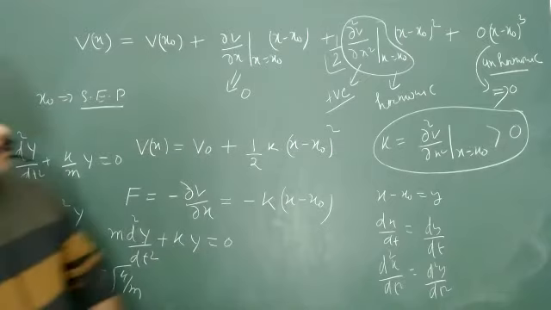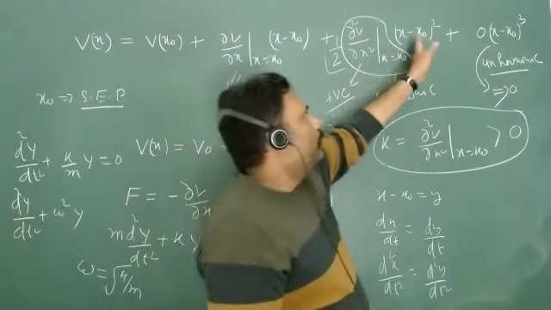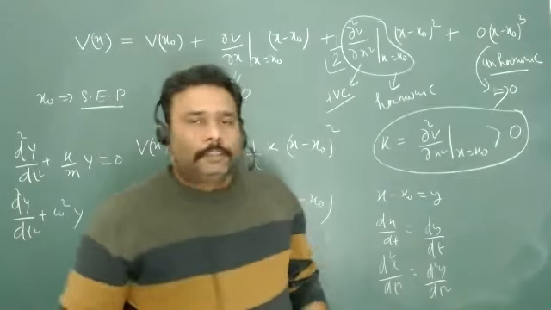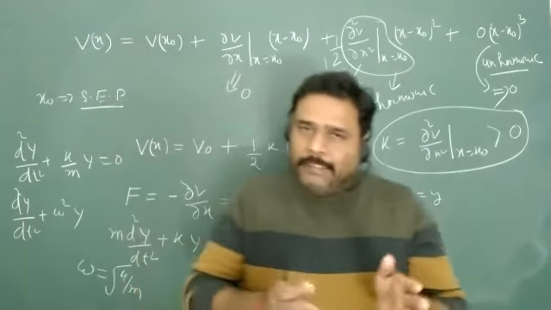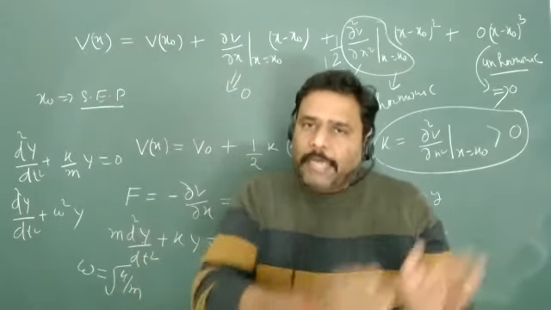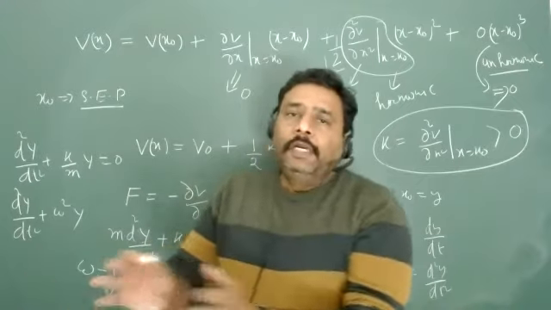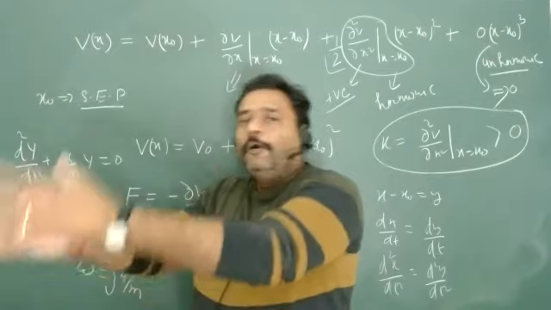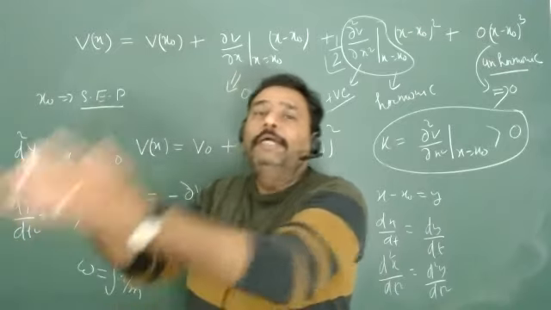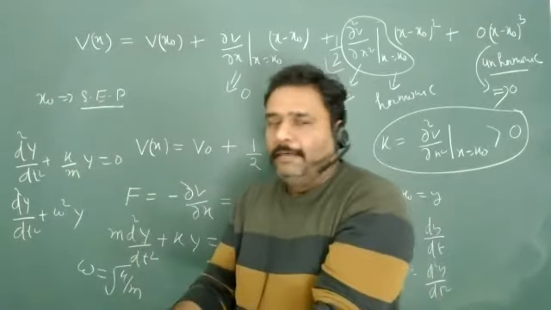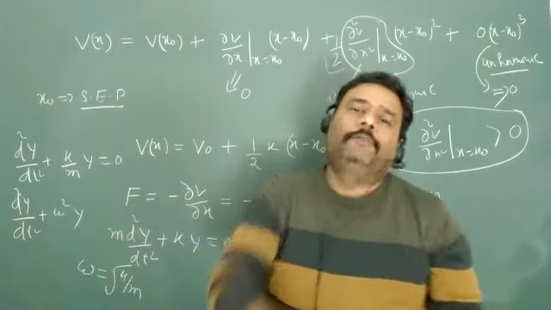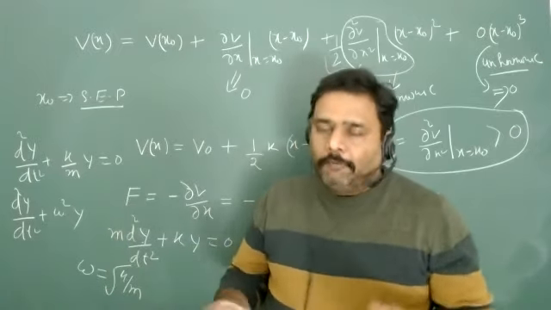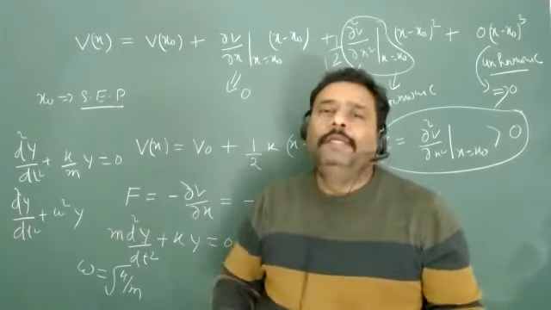That means this is just the coefficient of the square term. So what we are doing is taking a potential and doing the Taylor expansion up to the square limit. Why up to the square limit? Because I want my force to be linear. When you differentiate your potential, the square term becomes linear.